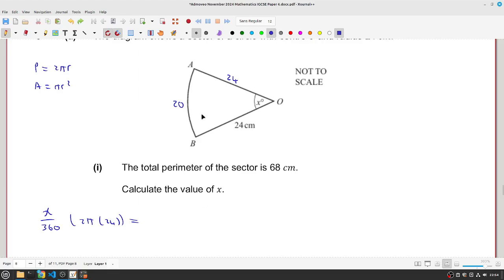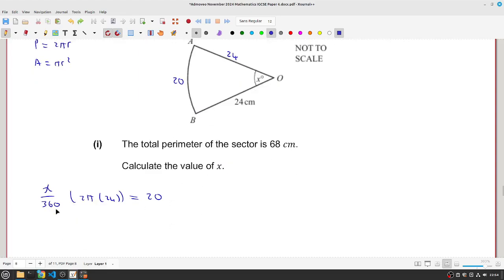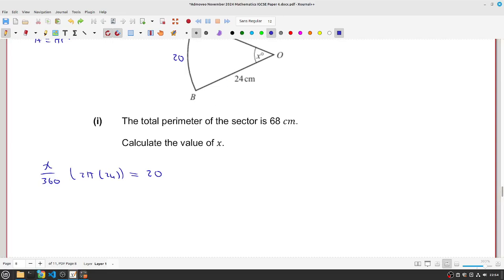Not actually 68, 20 we calculated. So 68 is for the full circumference of the sector. 20 is this fraction of what the full circle's perimeter would be, right? So this whole thing would be 2 pi r. Now it's x over 360 times 2 pi r to get the 20. Okay, now we just need to solve for x.